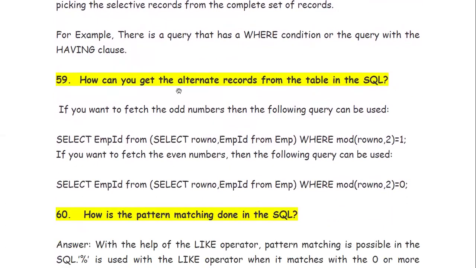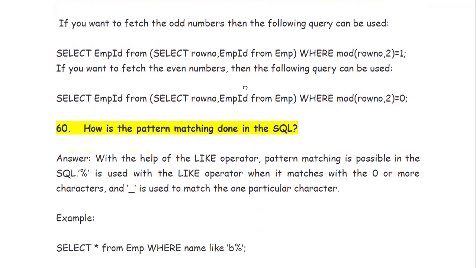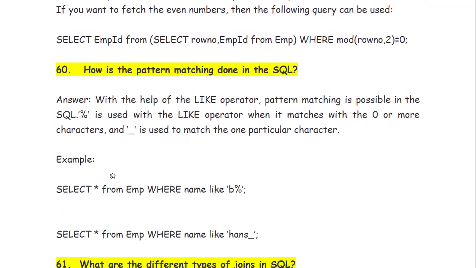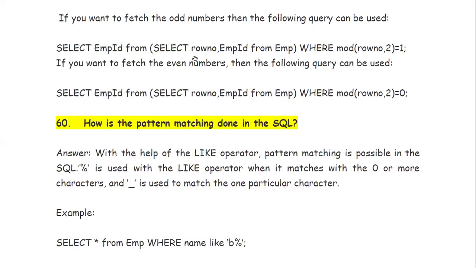Right. Now, how can you get the alternative records from the table in SQL? If you want to fetch the odd numbers, then use a query like this one: select employee ID from (select row number, employee ID from employee) where row number mod 2 should be 1. If you want to fetch the even numbers, you write the same thing, only row number mod 2 should be equal to 0. So 1 is for odd and the other for even. Well, not very important, but at least you should be familiar with this syntax.